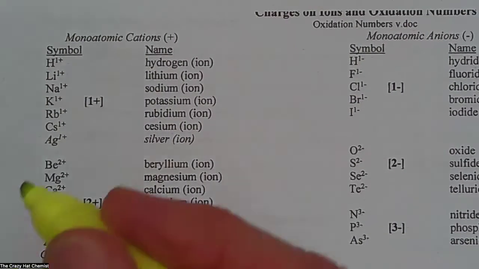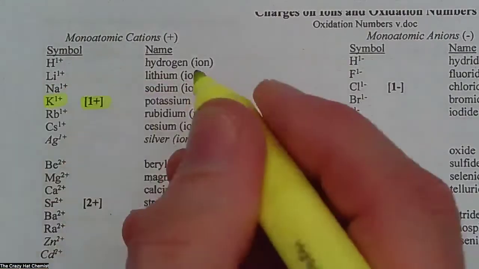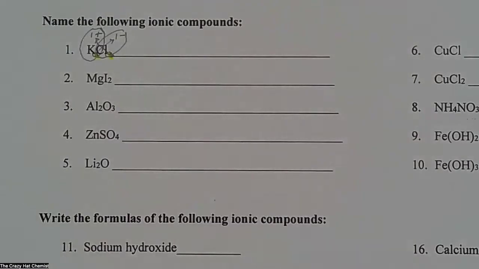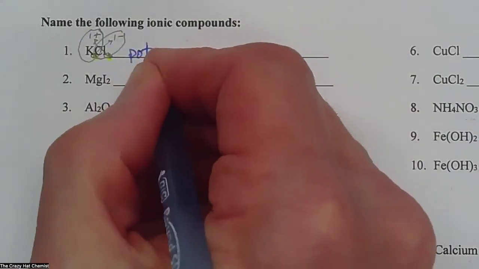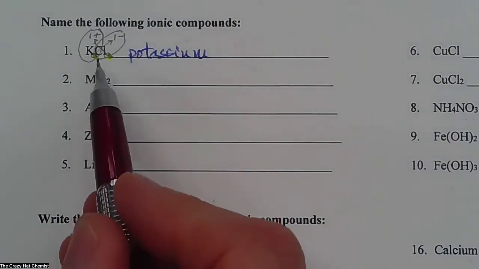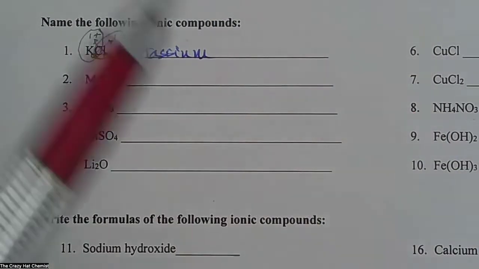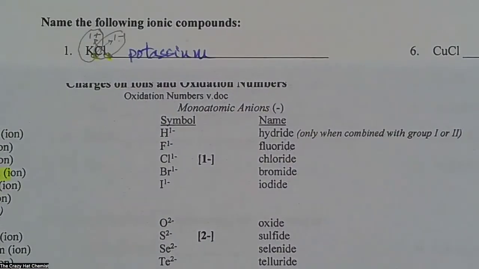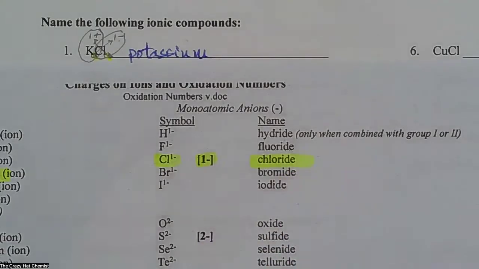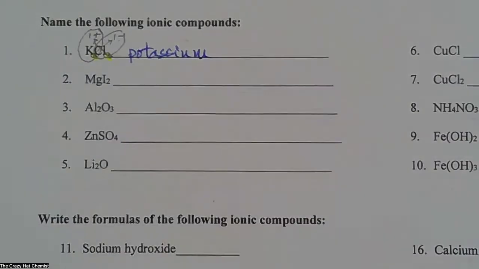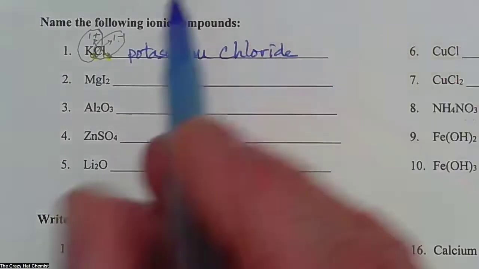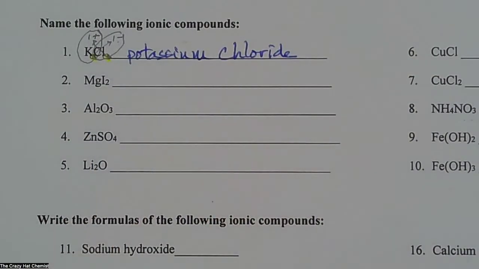So, for example, what are we looking for? We are looking for a 1 plus, and it's a K with a 1 plus. What's the name of that? Potassium. So I'm going to write down the word potassium. Cool, awesome. And then I'm going to find Cl with a 1 minus. So where am I going to find that Cl with a 1 minus? That is a Cl 1 minus, and that is chloride. So the name of KCl is actually potassium chloride.